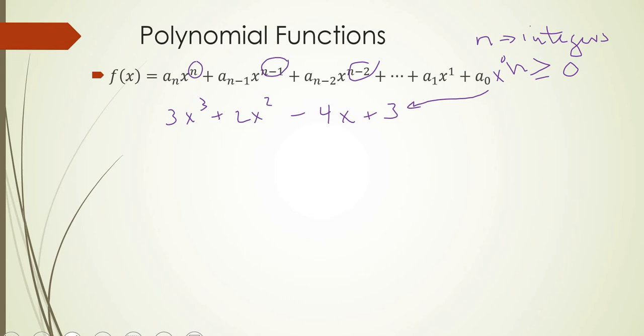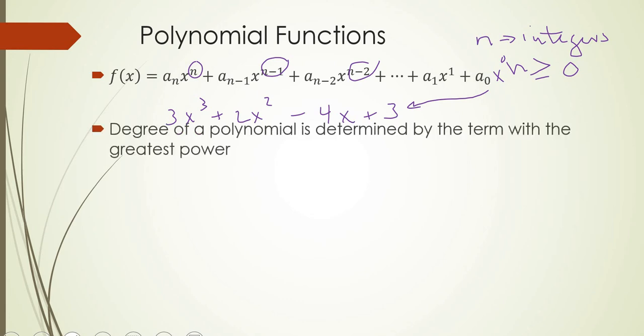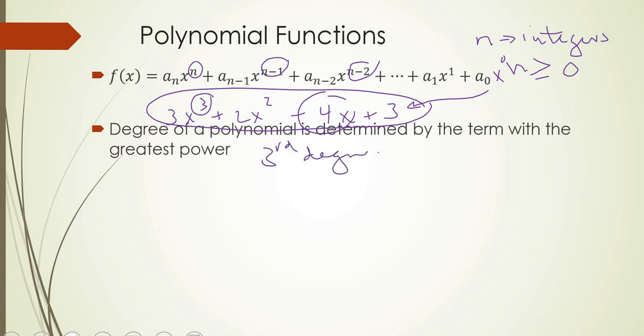We need to know that. The degree of a polynomial is determined by the term with the greatest power. So this polynomial, the first term is third degree, second degree, this term is first degree, and the last term is 0 degree, but the degree of the whole polynomial is a third degree. So for our example, we have a third degree polynomial.